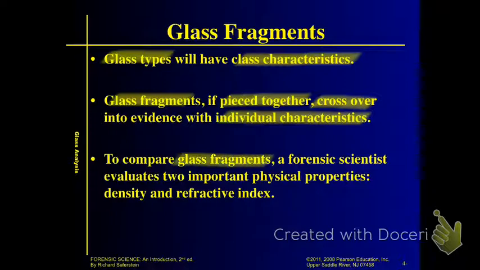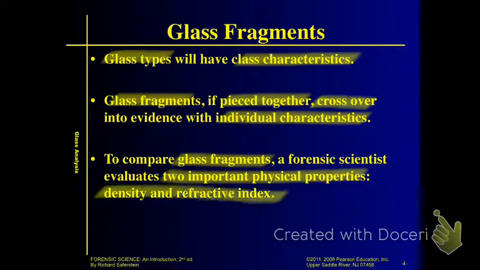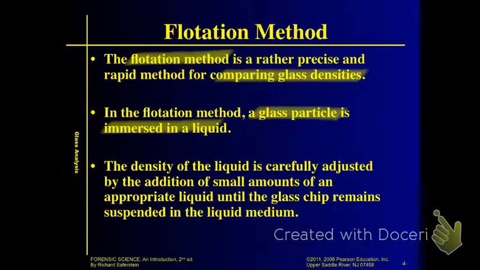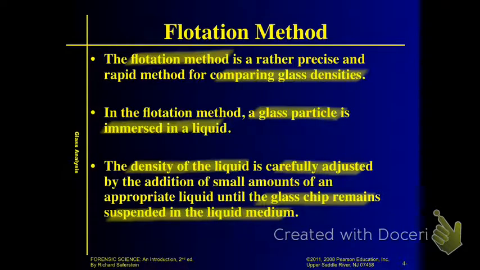When a forensic scientist is looking at glass fragments, there are two physical properties that they're going to be looking at: density and refractive index. The flotation method is used to compare glass densities. A glass particle is immersed in a liquid, and then that density of the liquid is carefully adjusted until the glass chip remains suspended in the liquid medium.